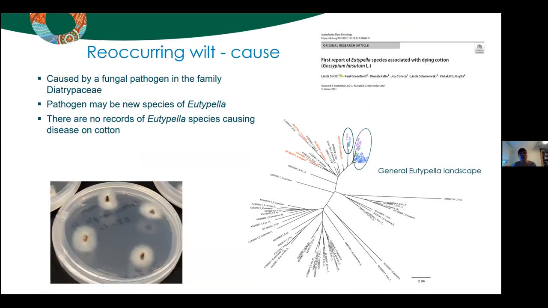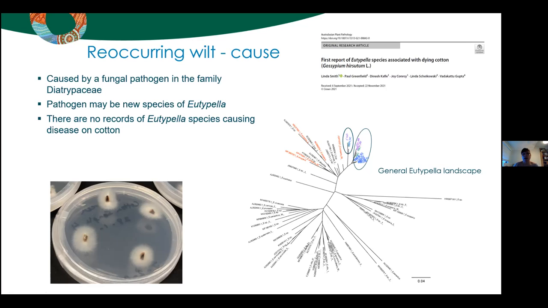We've determined the cause as a fungal pathogen in the family Dahliae, and we believe we have a new species of Eutypella. And there's no records of Eutypella causing disease on cotton anywhere in the world. So we've got a big job ahead of us, not only now that we've identified it, but to determine how did it evolve? How did it appear? How are we going to manage this?